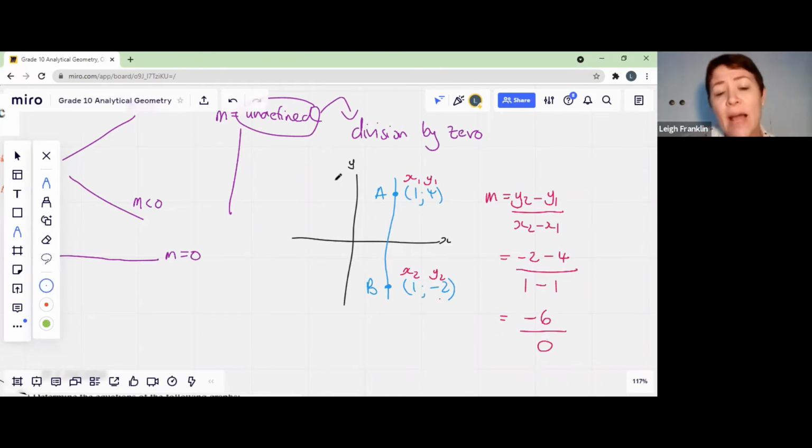All right, so lines that are vertical have a gradient that is undefined. Lines that are horizontal have a 0 gradient. Lines that slope up to the right have a positive gradient. Lines that slope down to the right have a negative gradient.